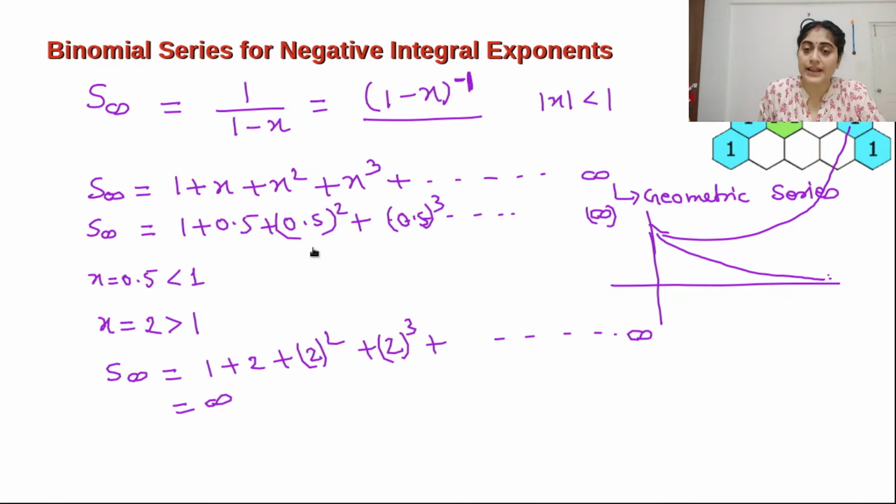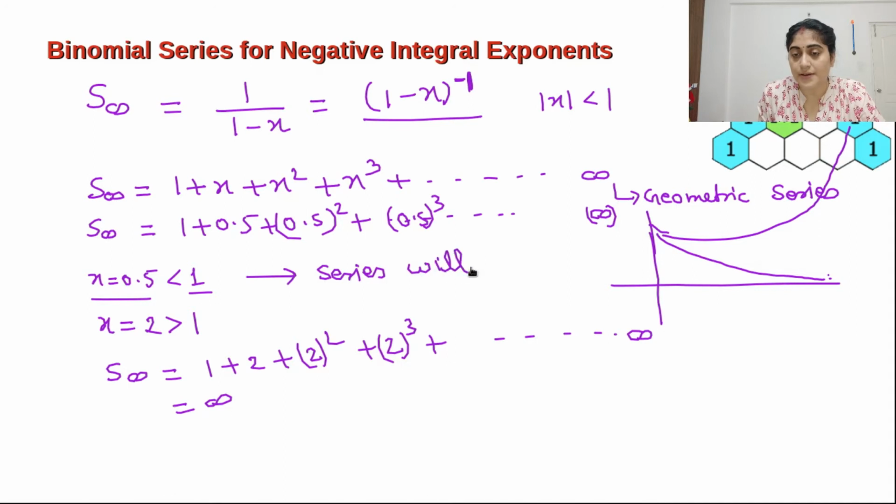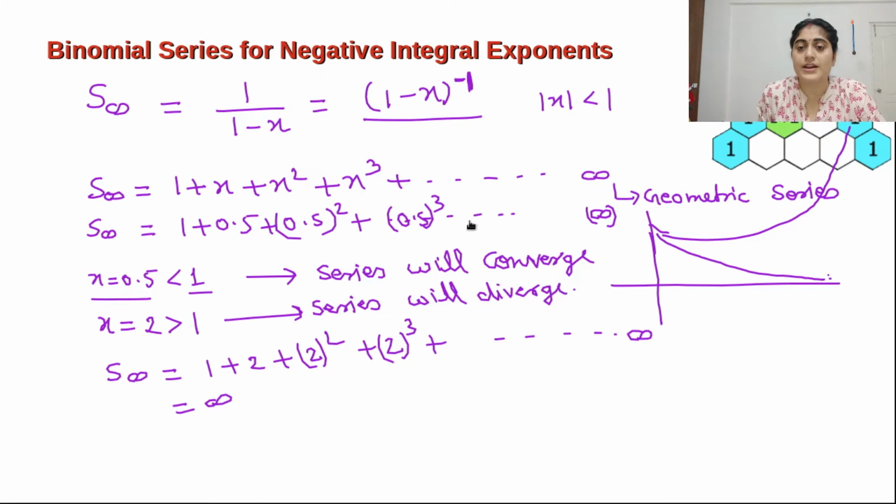If the x value is less than 1, then only the series will converge. And convergence means we will get some result; we will get close to some result. If it is greater than 1, then the series will diverge and we will not get the result. That's why we are taking mod of x less than 1.